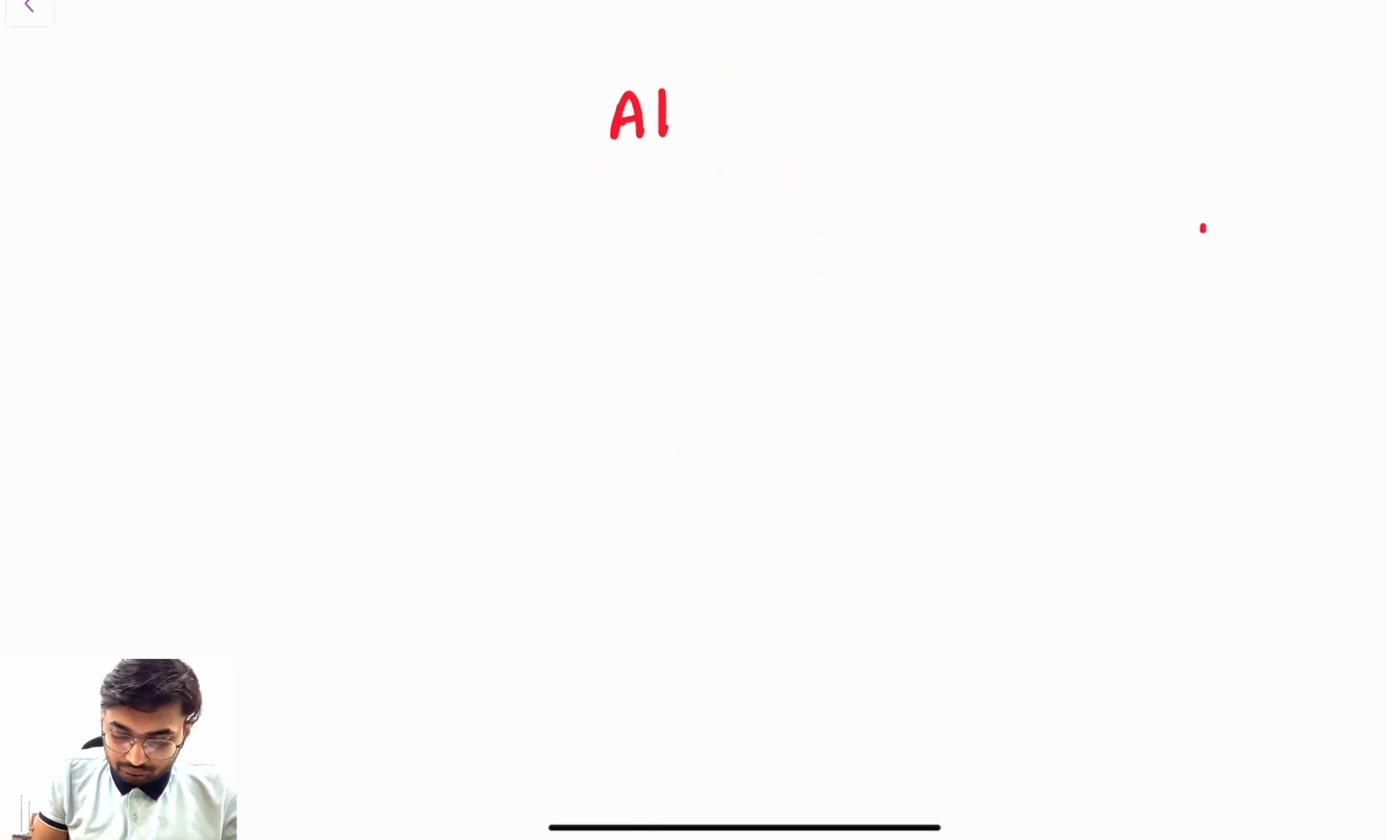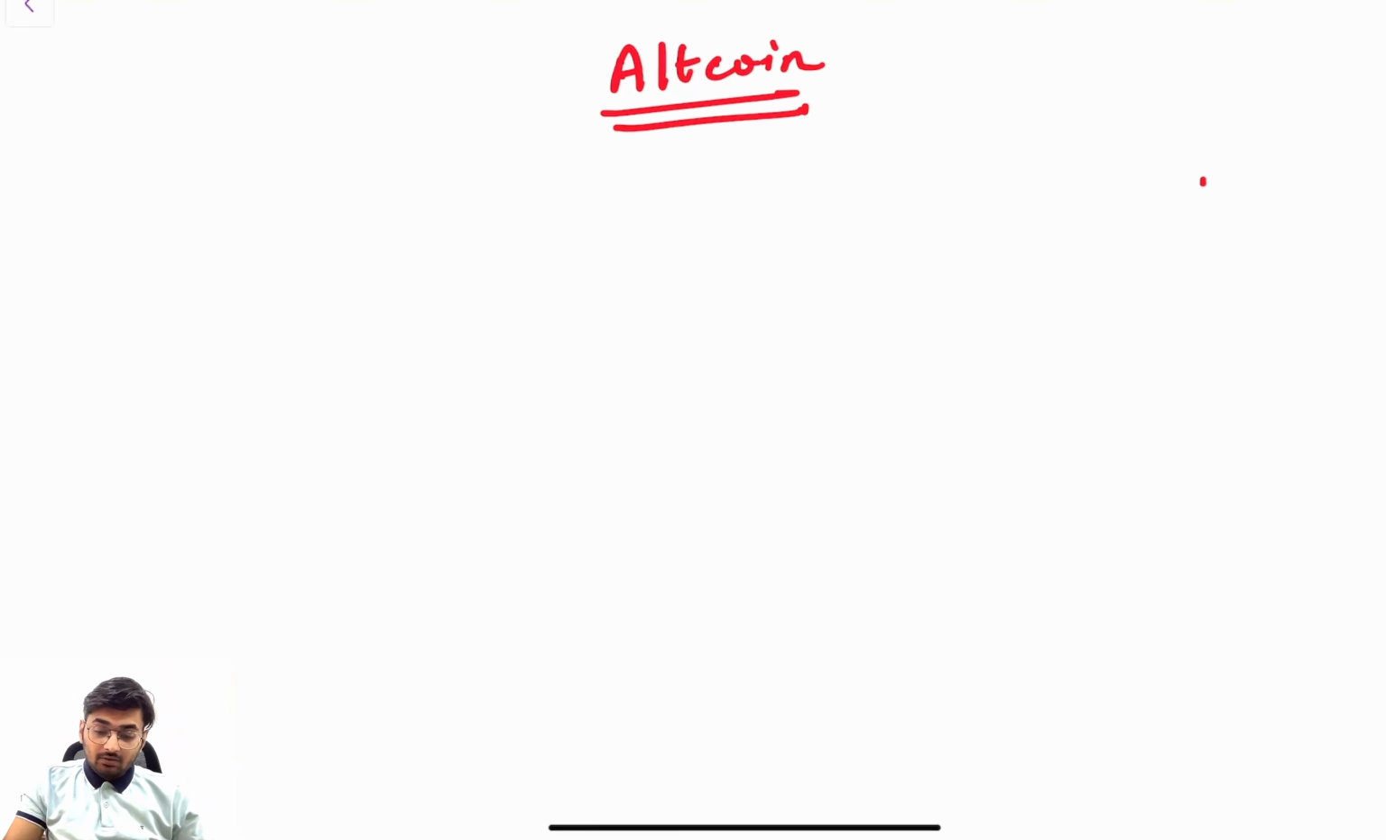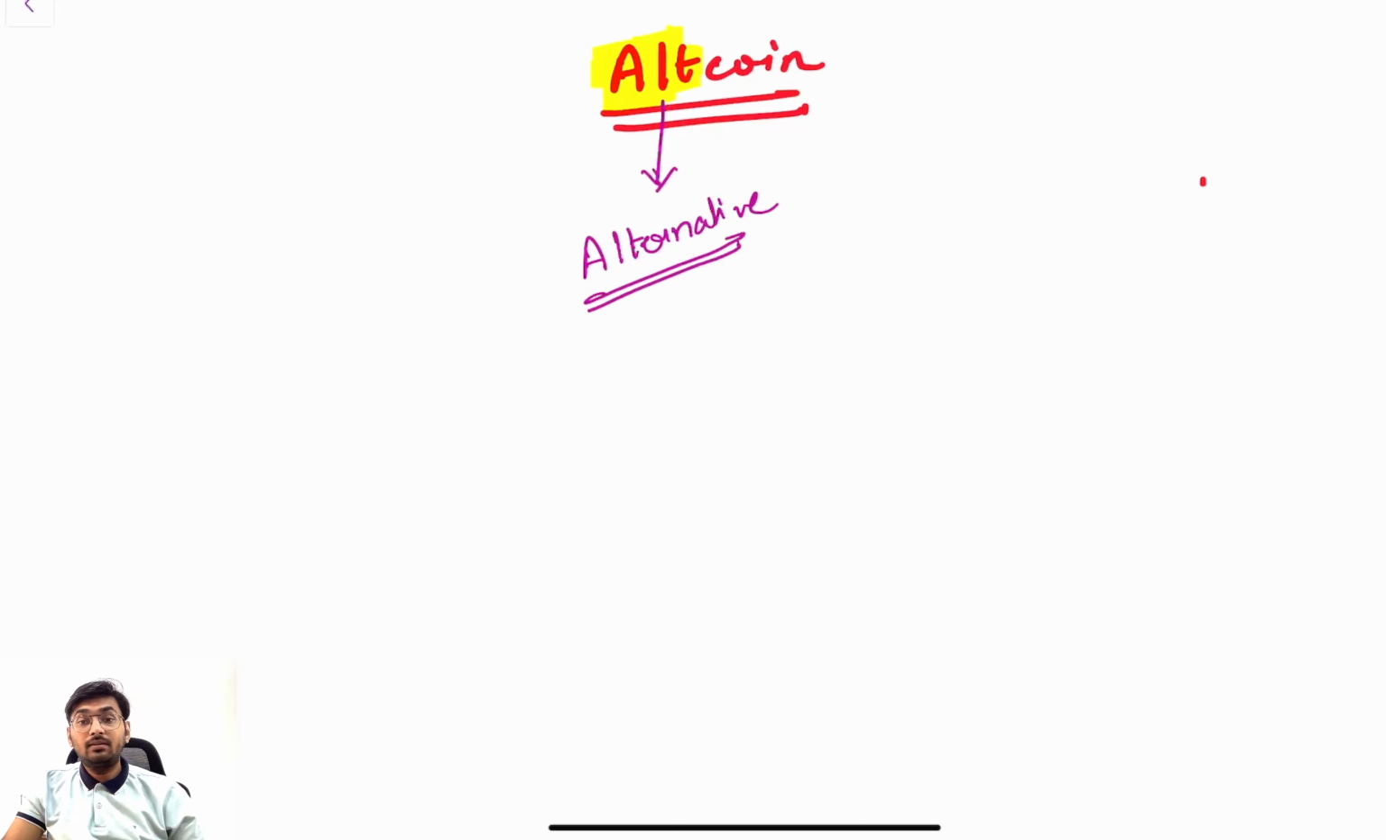Altcoin. Now, what is the meaning of this alt? See, we will study each and everything in detail one by one, meaning how things are derived. Clear? So alt means what? Alternative. Alternative means an alternative to the cryptocurrency. Clear?